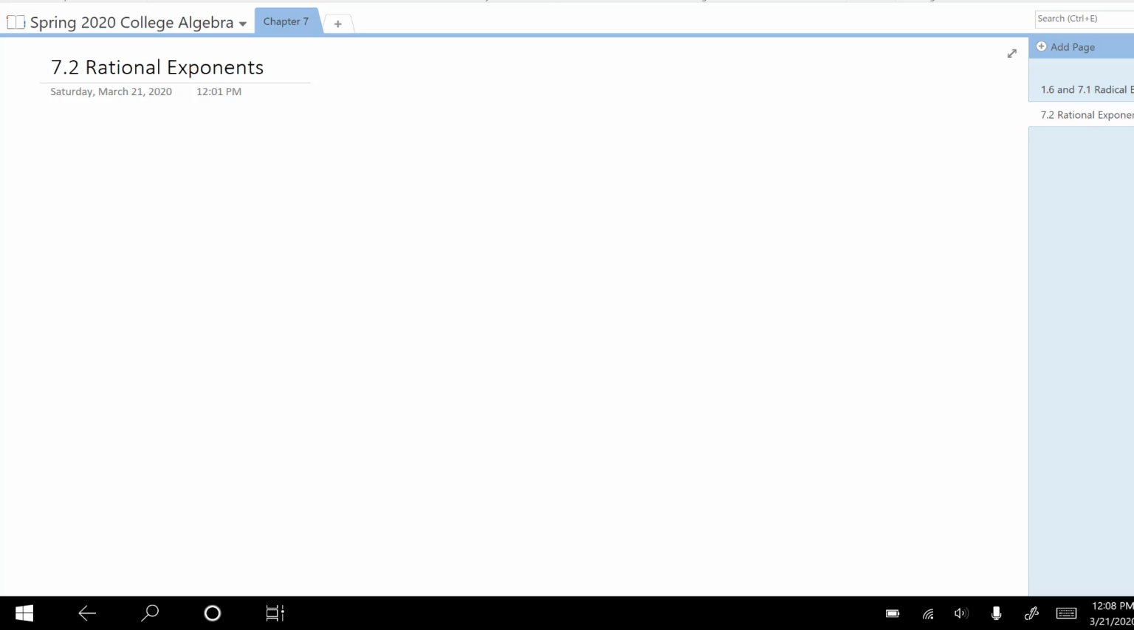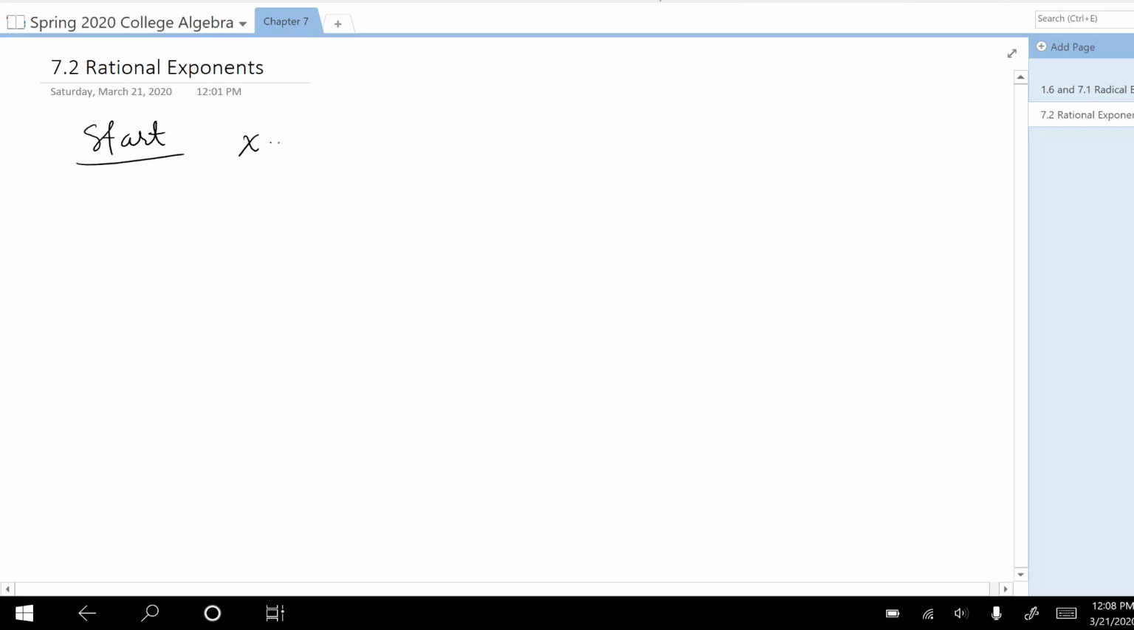So let's talk about rational exponents. Let's start with where we came up with the formulas that I'm going to enumerate.